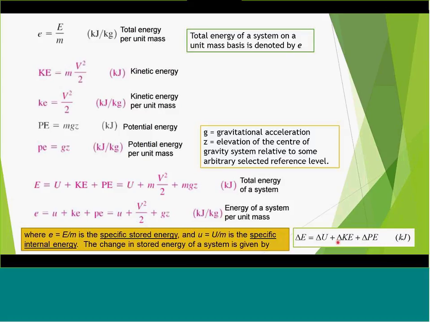And here, the stored energy of one particular system consists of change in the internal energy, and the kinetic energy, and also the potential energy. Okay, that's what you need to understand first.